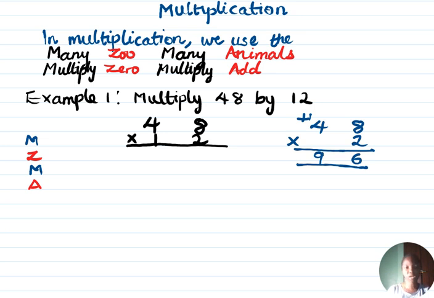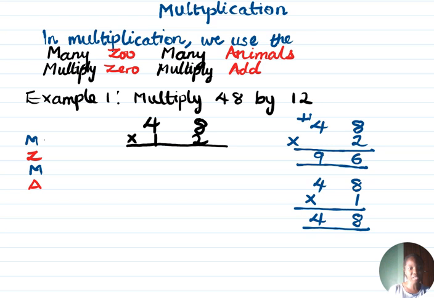The next one also says we're going to do our multiply. 1 times 8 is 8, 1 times 4 is 4. Good. Now we're going to involve our "many animals."